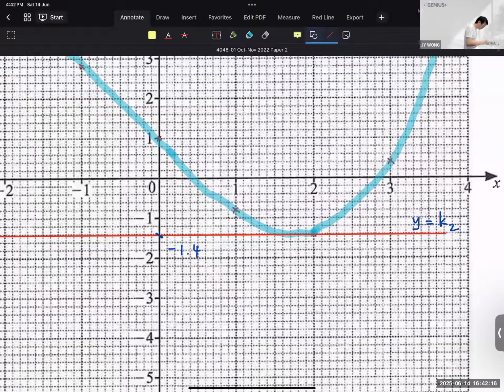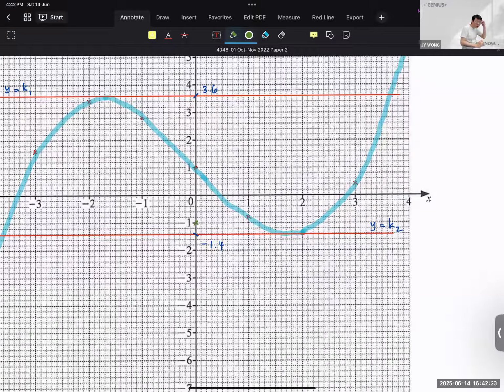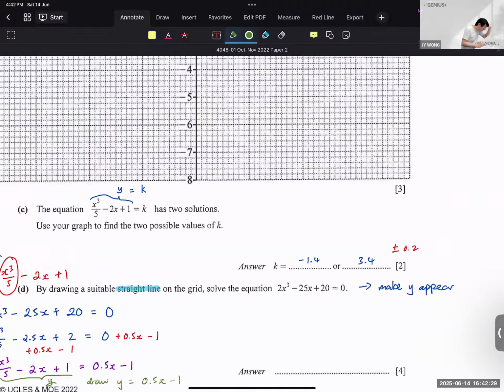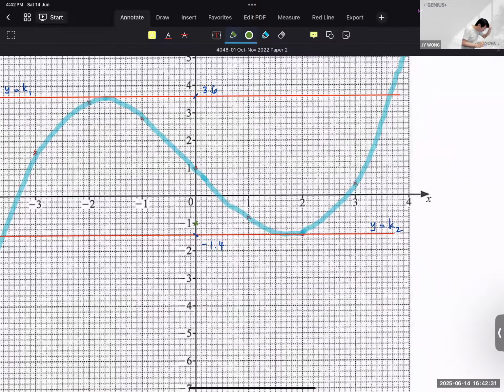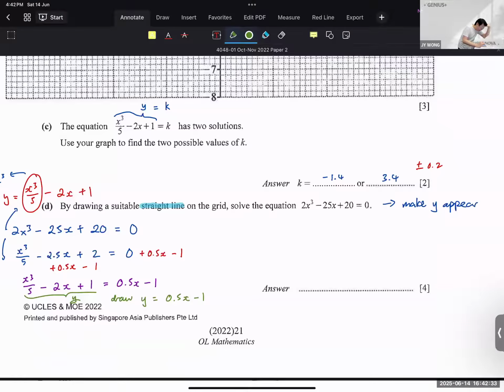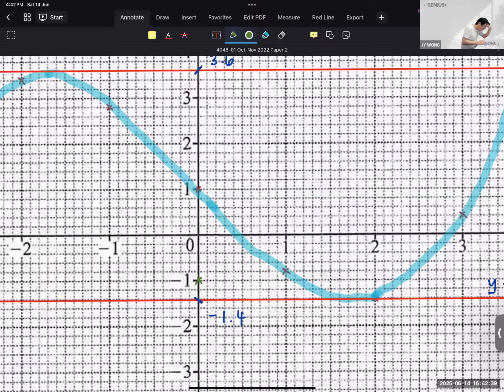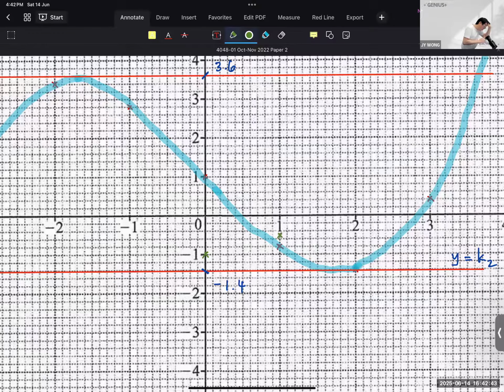So it must pass through here, right? That's my y-intercept, -1. My gradient needs to be half. You can sub in something like when x equals to 1. What is the value? When x equals to 1, y is equal to -half. So when x equals to 1, y is -half, would be around here. And then you just draw the straight line.